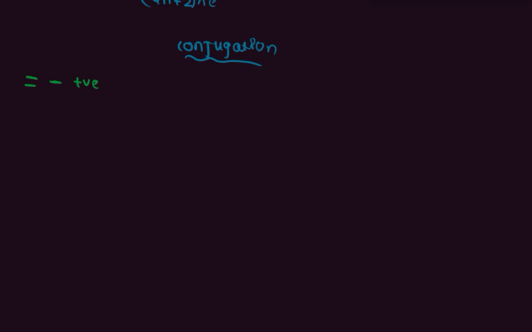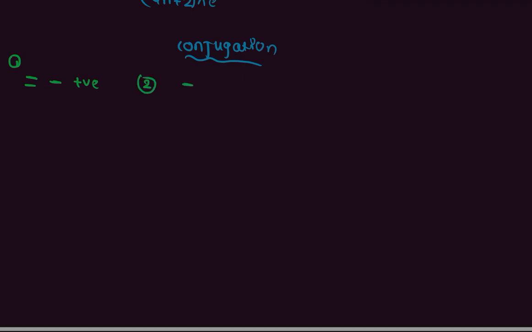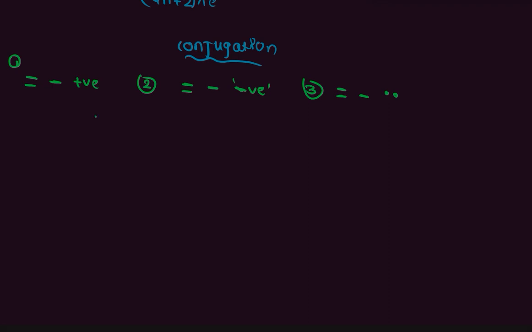Second one: if a compound contains a double bond, a single bond, and a negative charge, then this compound is also conjugated. Third one: if a compound contains a double bond, a single bond, and a lone pair, then this compound is also a conjugated compound.